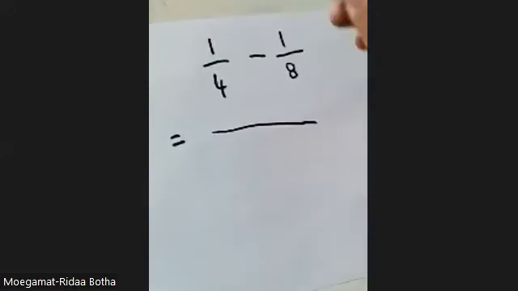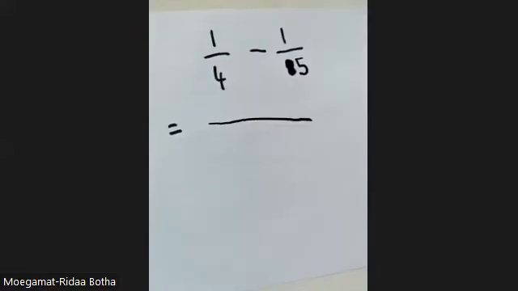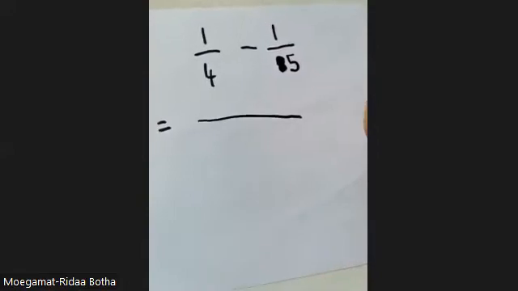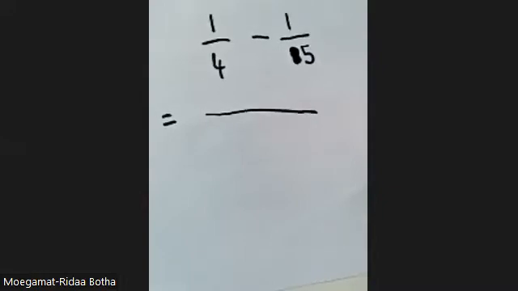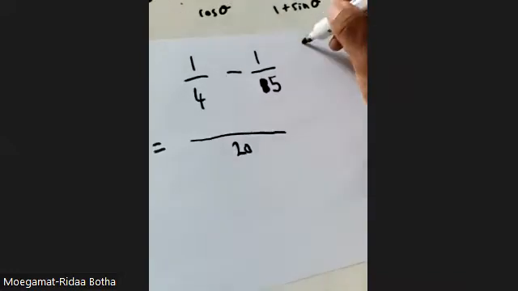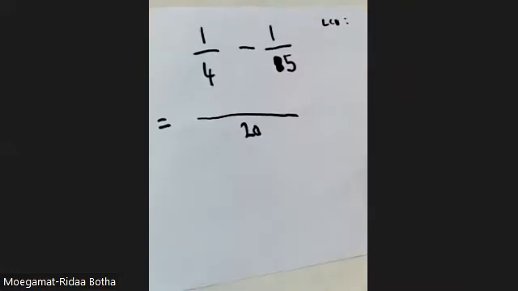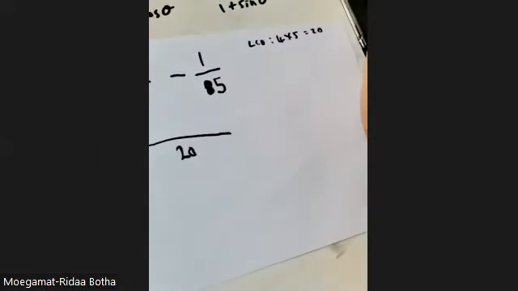It is 8, but let me just spice it up a bit. Sorry for this. So what's the LCD now? 20. 20, right? And how do we get the 20? 4 times 5 and 5 times 4. Exactly. You said 4 times 5, which is 20, right?